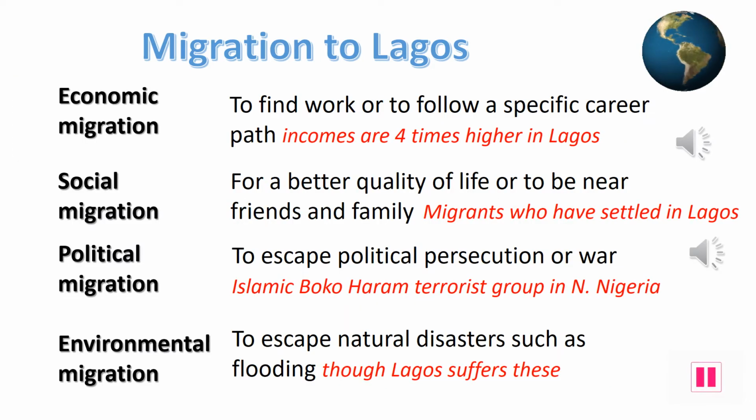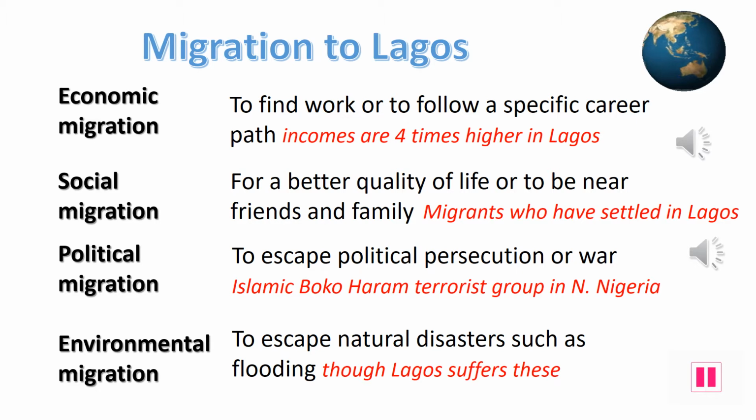We're going to look at the different reasons for migration to Lagos. As you can see, they are broken down into four main categories. The main driver is economic migration, because people want to earn more money, and generally they earn 4 times more in Lagos than the rest of Nigeria.